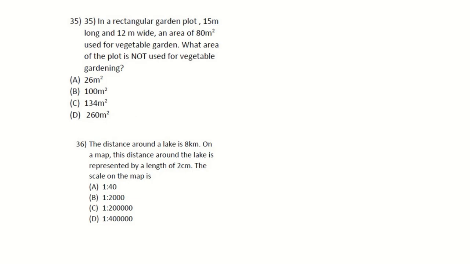In a rectangular garden plot, this is a repeated question. It took a while, but 15 by 12 was 180. So the area not used was 180 minus 80, which is 100. So it was B.